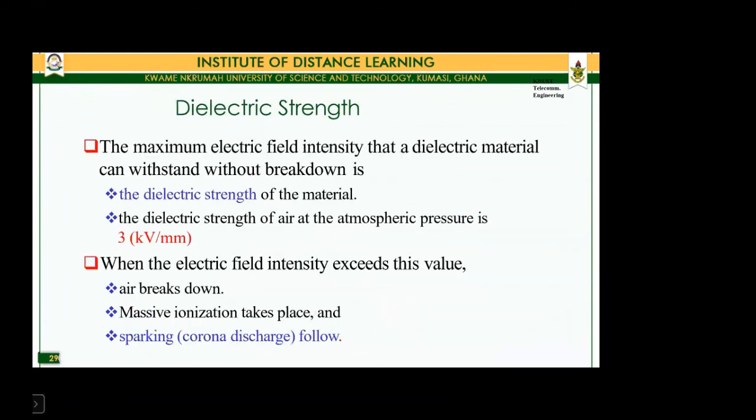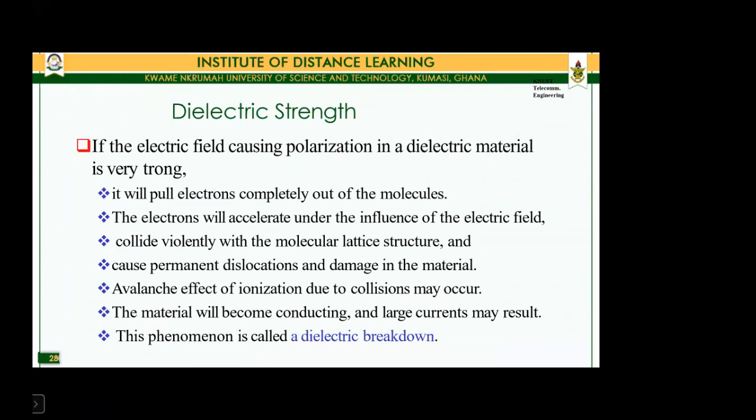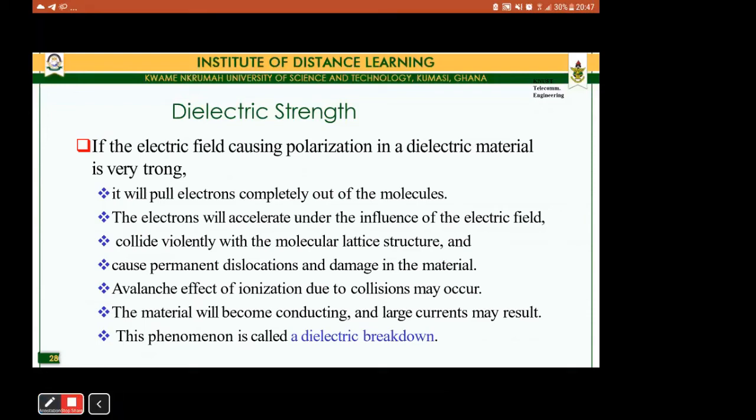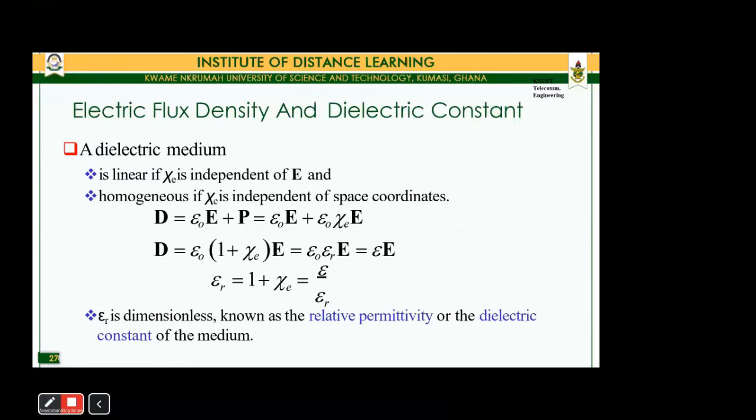Some brief background about dielectric strength, and then we finish with boundary conditions. So if the electric field causing polarization in the dielectric material is very strong, it will pull electrons completely out of the molecules. So let's go back to the material again.